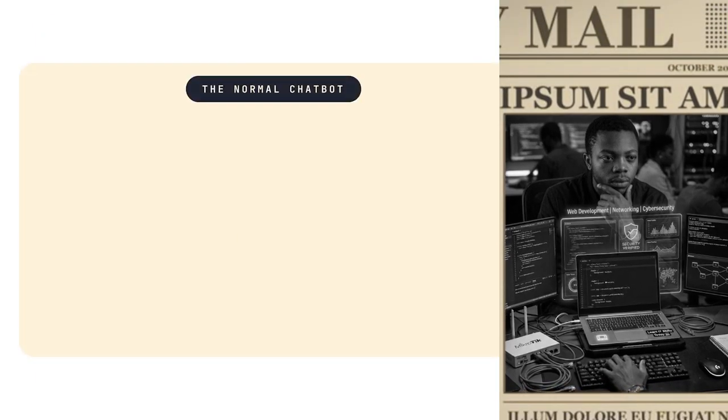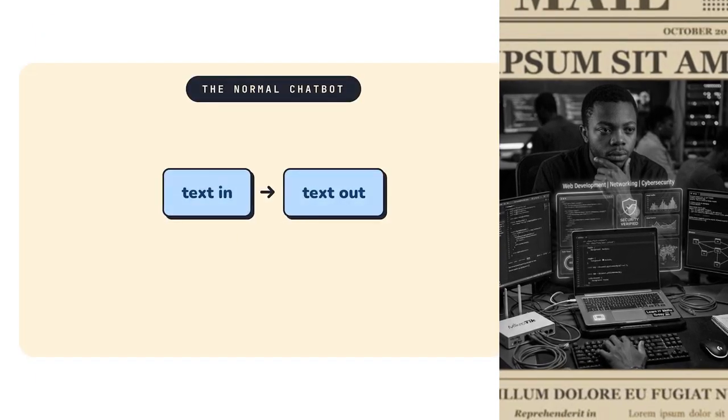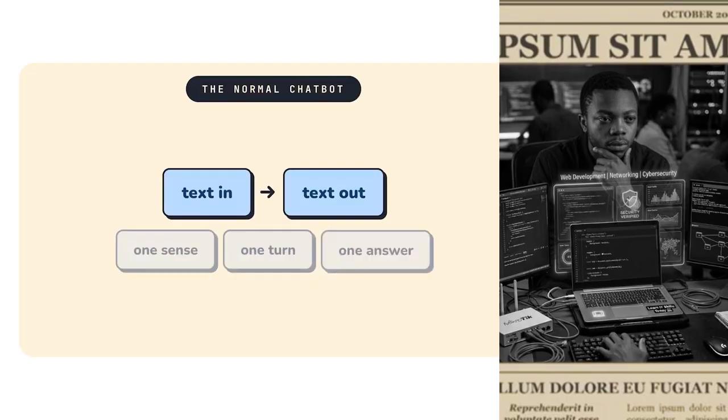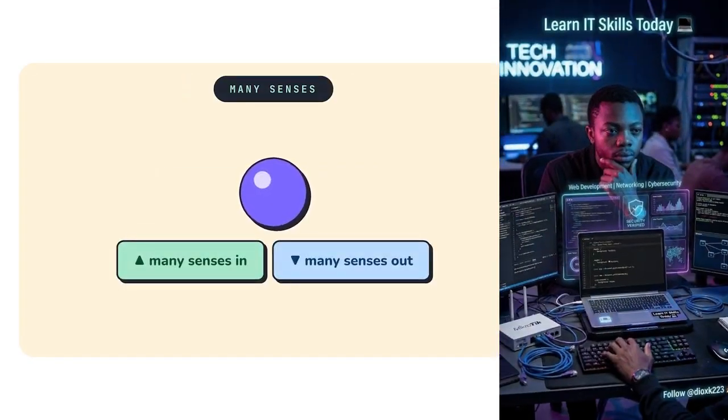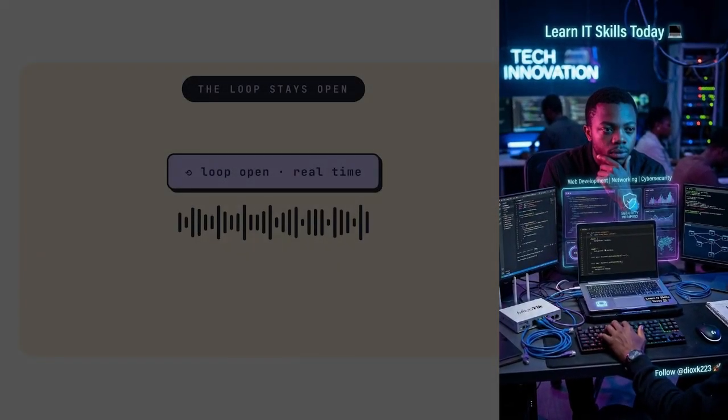A normal chatbot is text in, text out. One sense, one turn, one answer. An omni-app is many senses in, many senses out. And when that loop stays open in real time, it becomes live.